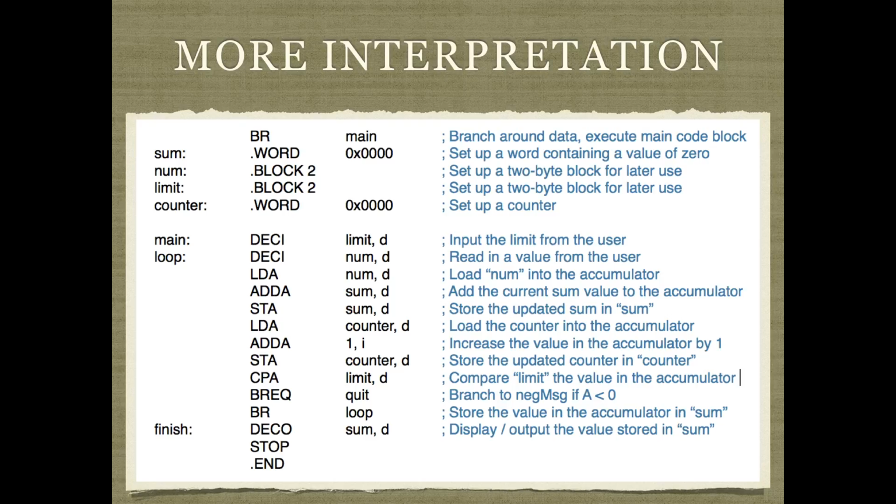And then we're going to load the counter into the accumulator, which is, as you can see above, a word, 16 bits, which starts at 0. So we're going to reset the accumulator to that counter value of 0, and we're going to add 1 to it, and then we're going to store that value back in the counter memory.